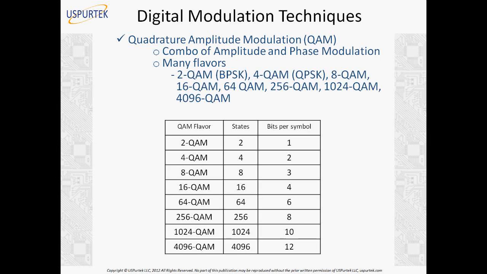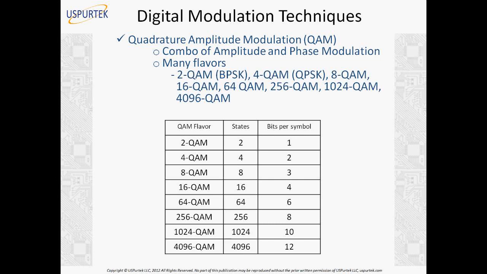2QAM, which is called BPSK, binary phase shift keying. 4QAM, which is called quadrature phase shift keying, QPSK. 8QAM, 16, 64, 256, 1024, 4096. Now, what is the meaning of all these numbers actually? 2, 4, 8, 16. These are the number of states that the QAM modulation technique can handle. And in this table, it also defines the bits per symbol. How many bits are you able to transmit in one symbol?